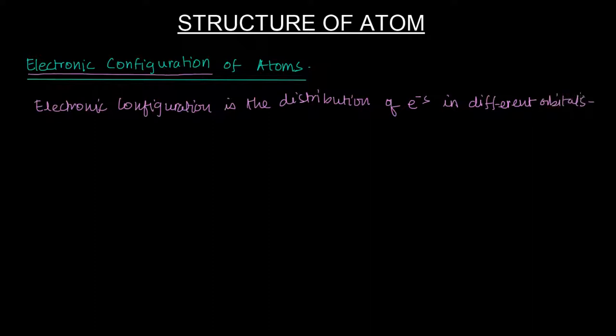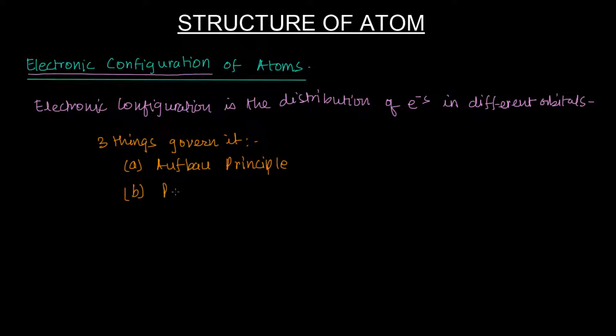And whatever we had been studying till now, we were actually making the foundation for this only. So what are those three things? There are three things which will govern the electronic configuration. Number one is the Aufbau principle. Number two is Pauli's exclusion principle.